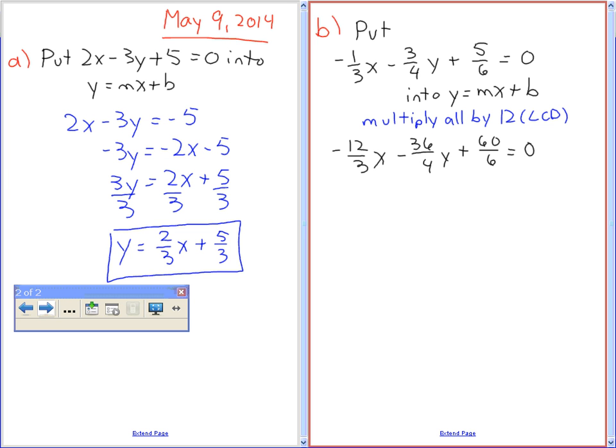Now, who's Mr. or Mrs. Calculator? Go ahead, what does it turn into? Negative 4x minus 9y plus 10. Okay, now, I didn't actually tell you to put it in standard form, but we're getting close to standard form here.